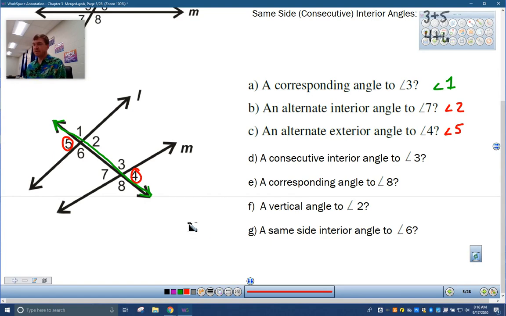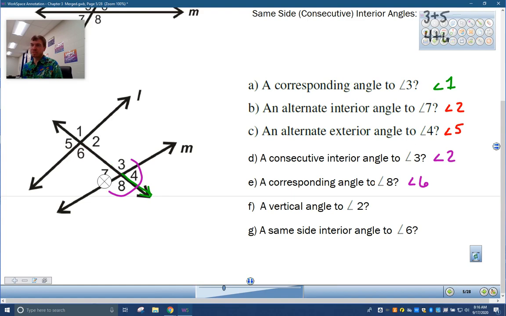A consecutive interior angle to angle 3. Angle 3 is right here on the inside. Angle 2 would be consecutive interior. Corresponding to angle 8, here's the group that has angle 8 in it. Corresponding to that would be angle 6. Vertical to angle 2. Vertical angles don't ever require a transversal. 5 and 2 are vertical.